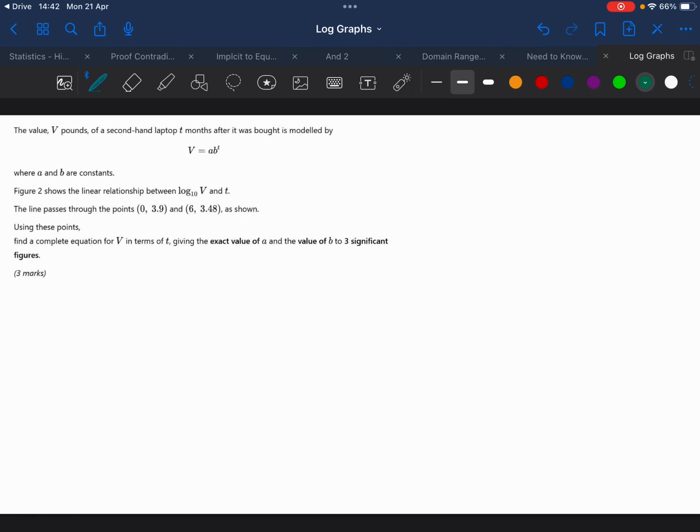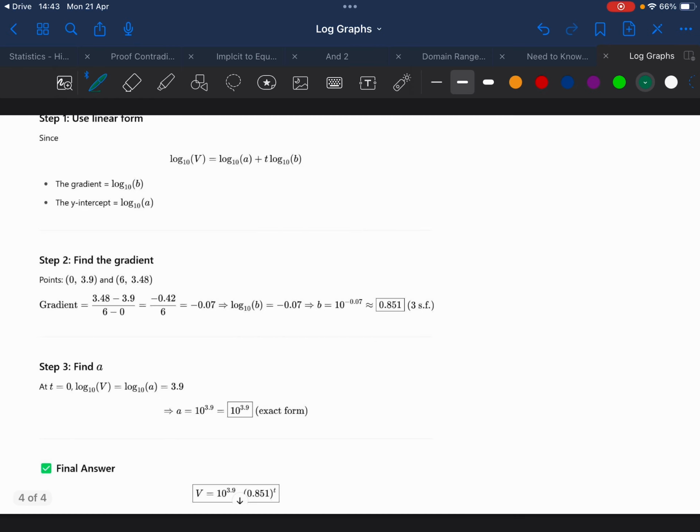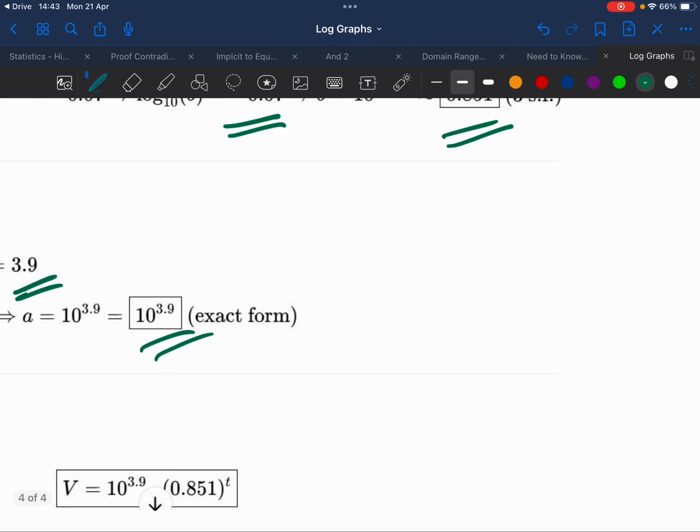There's another one there on the screen for you to pause and have a quick go at. And you should have found that you applied logs as follows. You had to undo the log with a minus 0.07 to get 0.851. And you had to do the same step again with 3.9 to give you 10 to the 3.9. So this is what we're looking at here as our complete equation.